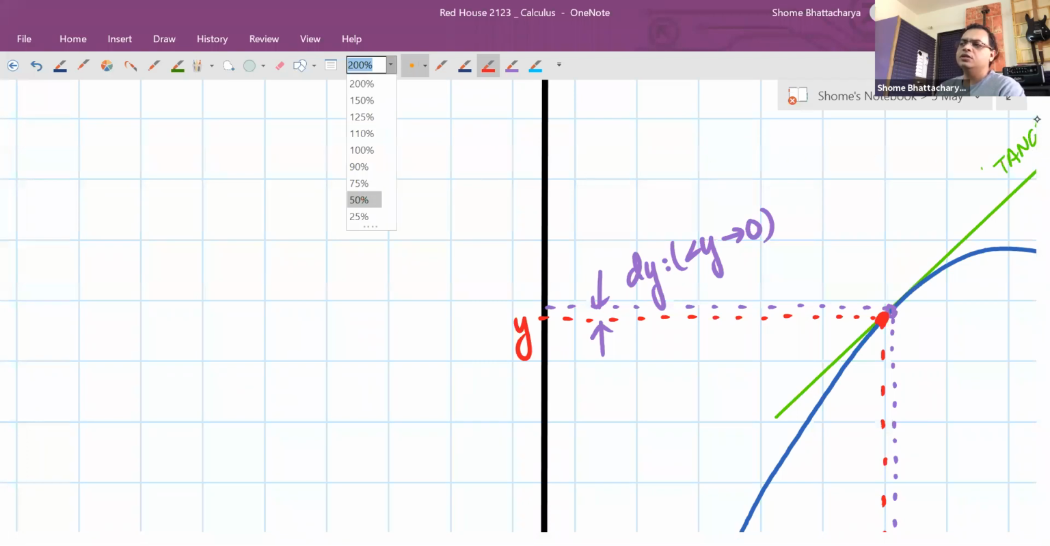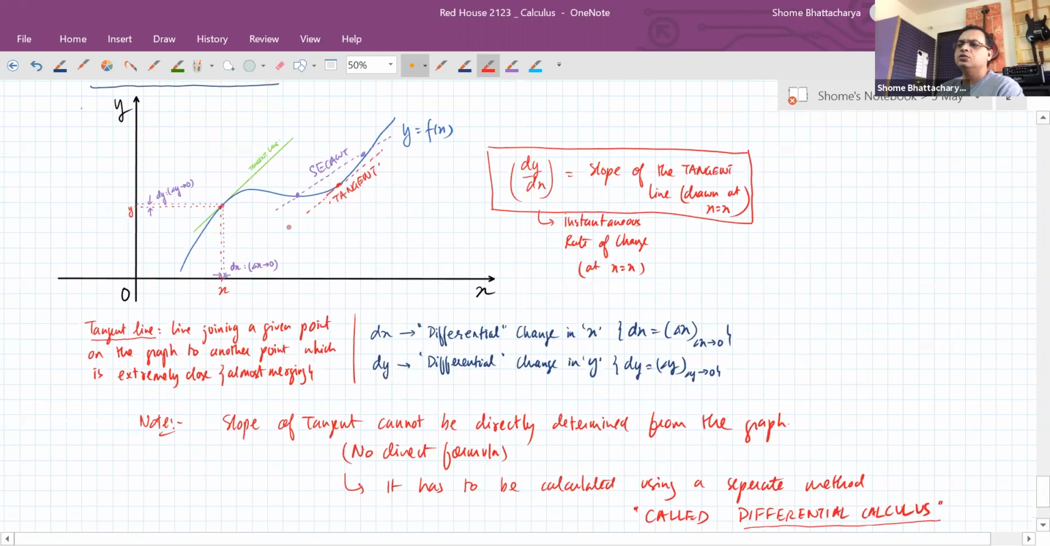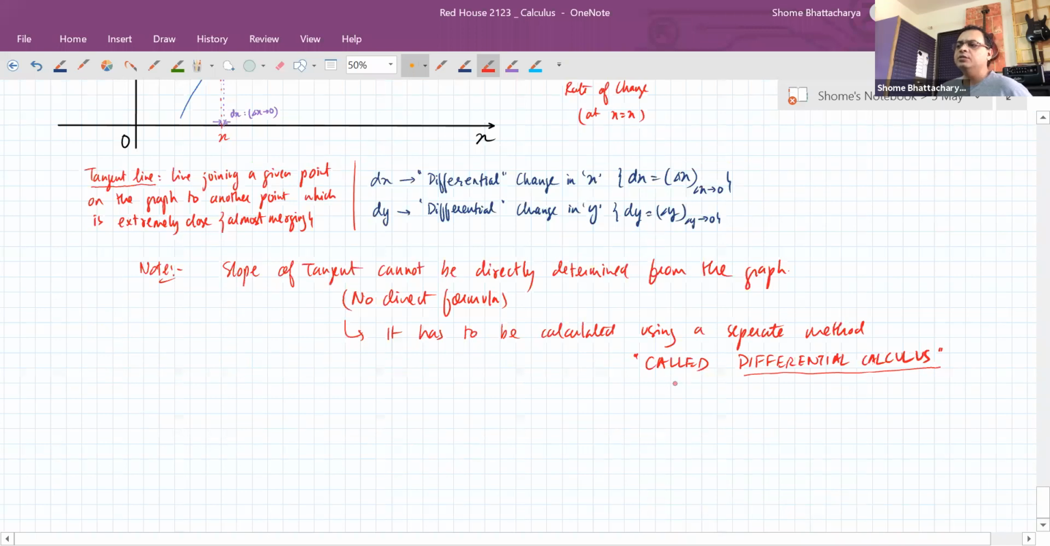So geometrically, what is the definition of the instantaneous rate of change? It is nothing but the slope of the tangent line. Okay, is it clear now? Yes, sir. Okay, but as you can see, this is just an idea. There is no formula in it yet. So how will we develop the formula?